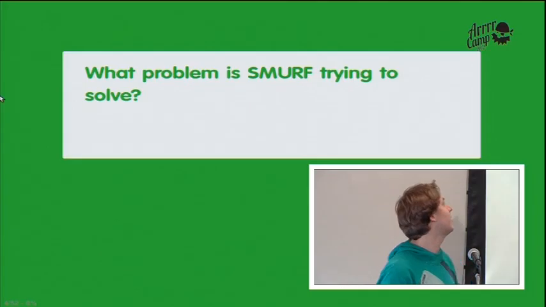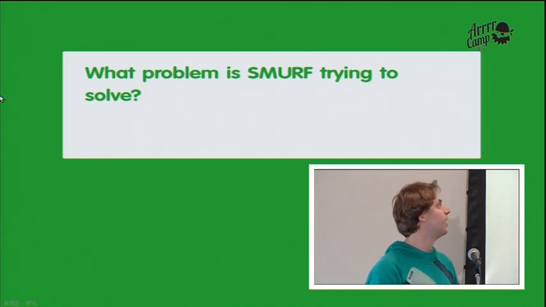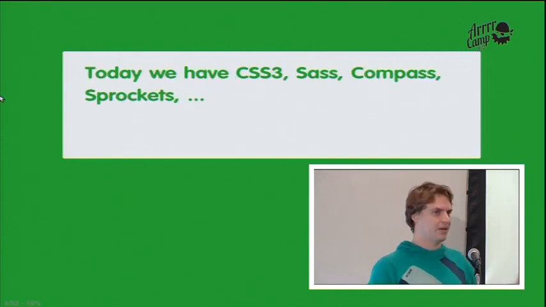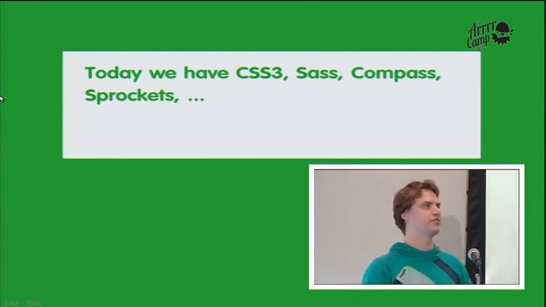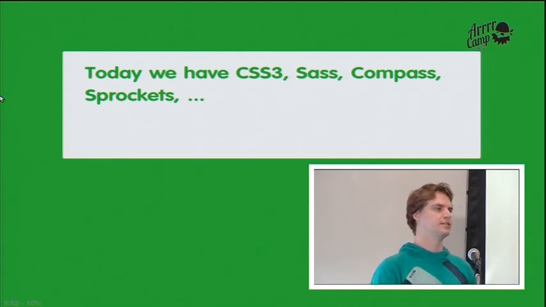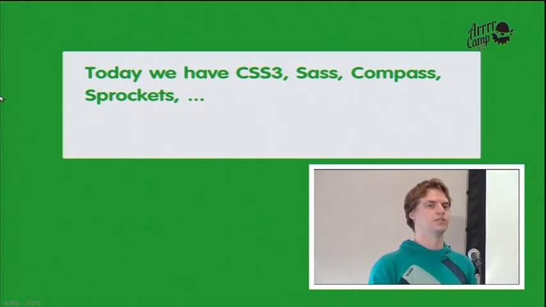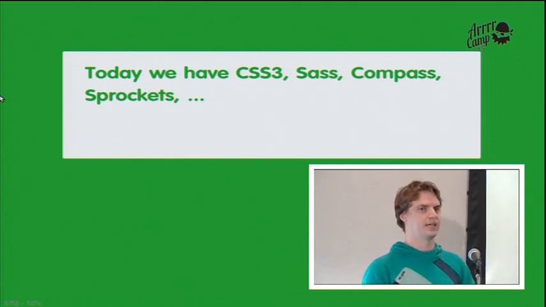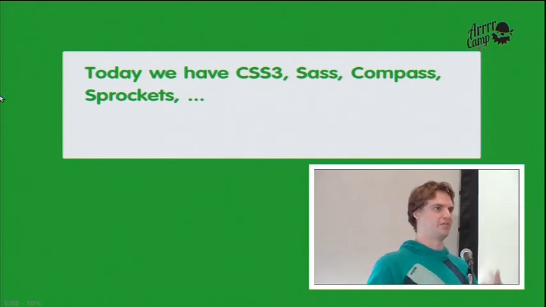So I'll start my talk by trying to outline what the problem is that SMURF's trying to solve. Today, we obviously don't have to build websites with tables and no CSS anymore. We actually have a bunch of really awesome tools. We have CSS3, we have Sass, we have Compass, we have Sprockets, and many more things. And in this talk, I'm heavily relying on the usage of Sass. So all my code examples are going to be in Sass, and I'm just assuming that as a given. If you don't know Sass, you should definitely check it out and maybe rewatch the talk.